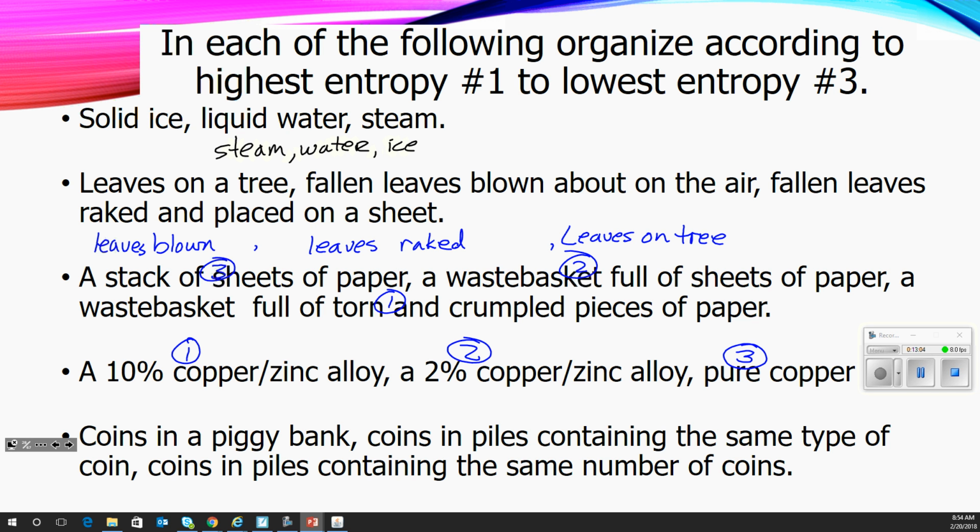Next one, coins in a piggy bank. Coins in a pile containing the same types of coin. Coins in piles containing the same number of coins.